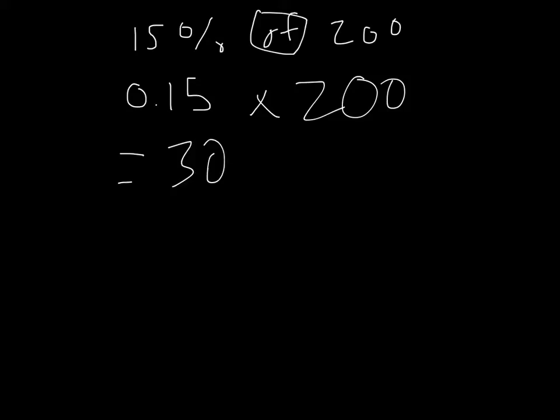Some of you might have been able to use common sense: 15% is 15 out of 100, so 15 out of 200 is going to be twice that. If you did that, that's fine too.